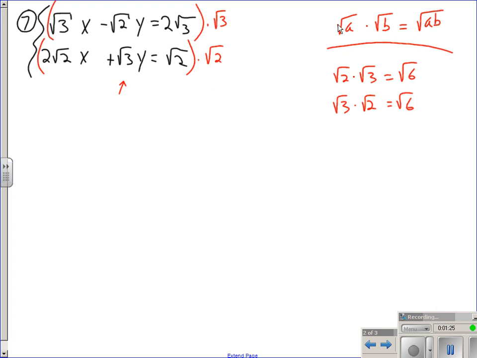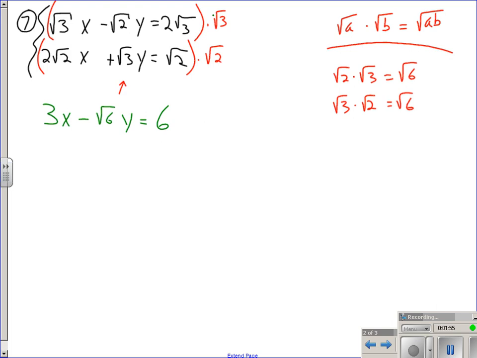So our new top equation: I'm basically just distributing this square root of 3. Square root of 3 times square root of 3, according to that rule, is the square root of 9, which is 3. So 3x minus square root of 6 y equals 2 times the square root of 3 times the square root of 3, which is 3. 2 times 3 is just 6. There's our new top equation.